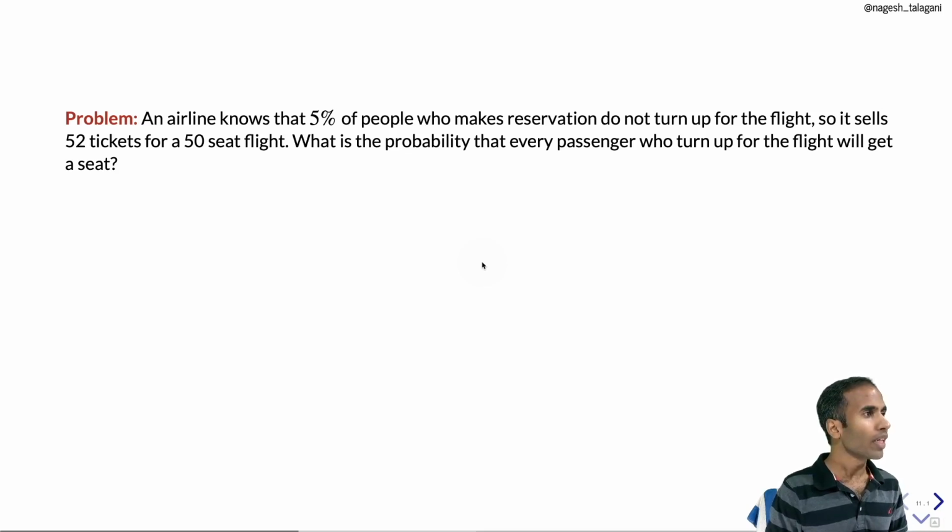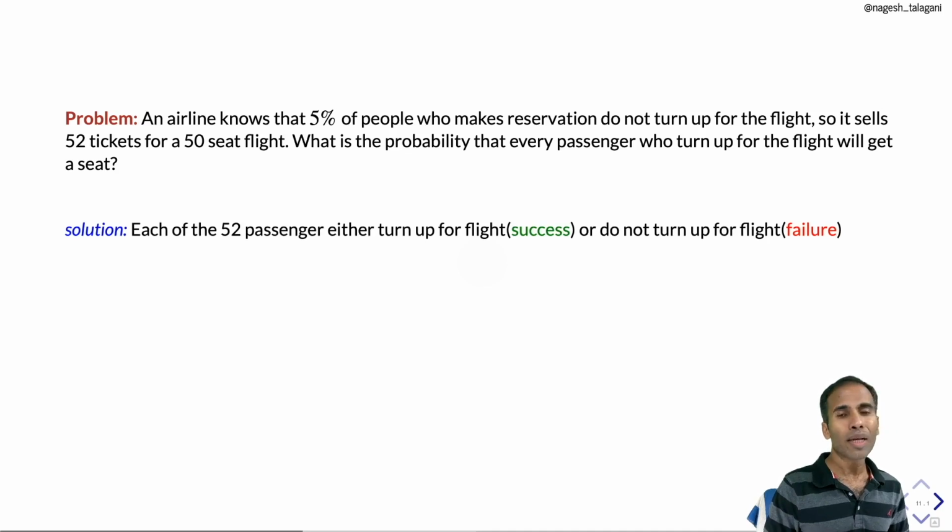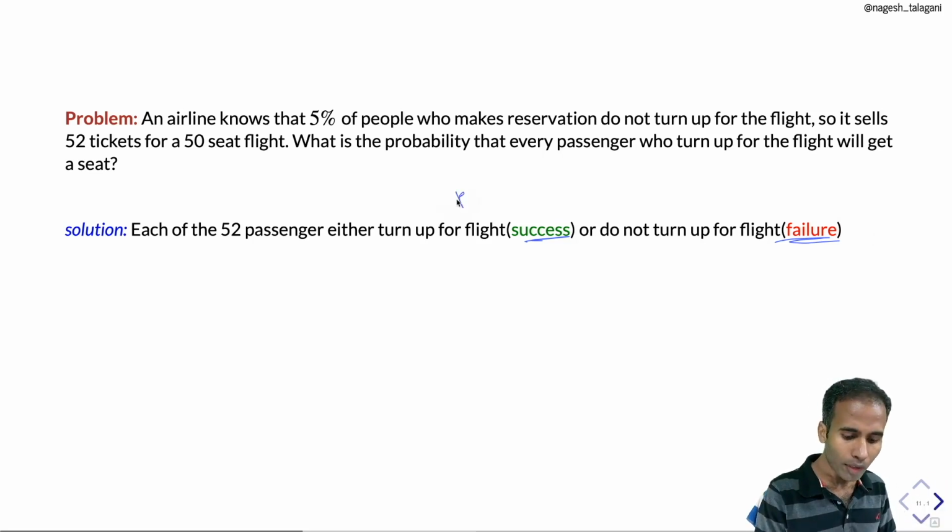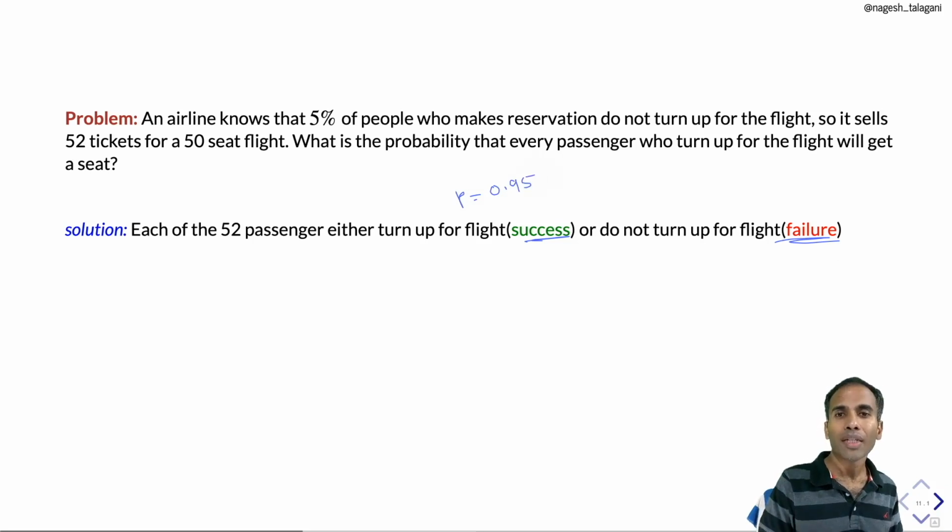Okay, here each passenger either turns up for the flight, which we are going to call success, or does not turn up for the flight, which we are going to call failure. Here we know that 5% of the people do not turn up for the flight. That means 95% of the people do turn up. So the probability of success p is going to be 0.95. Here, checking out these 52 passengers is like performing a sequence of 52 independent and identical binary trials, each with a probability of success 0.95.